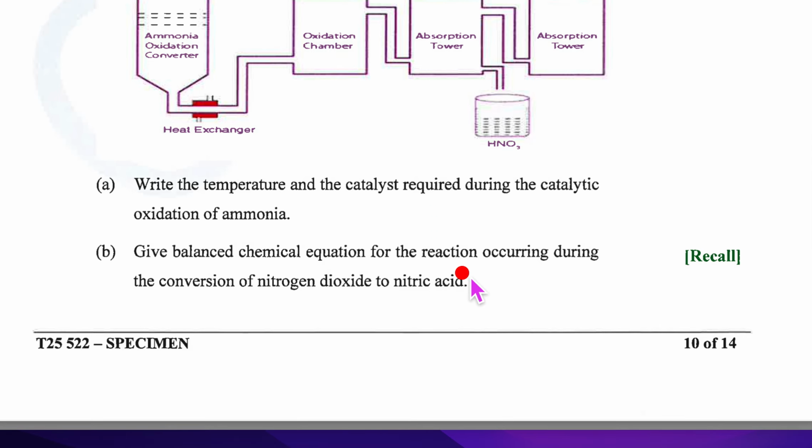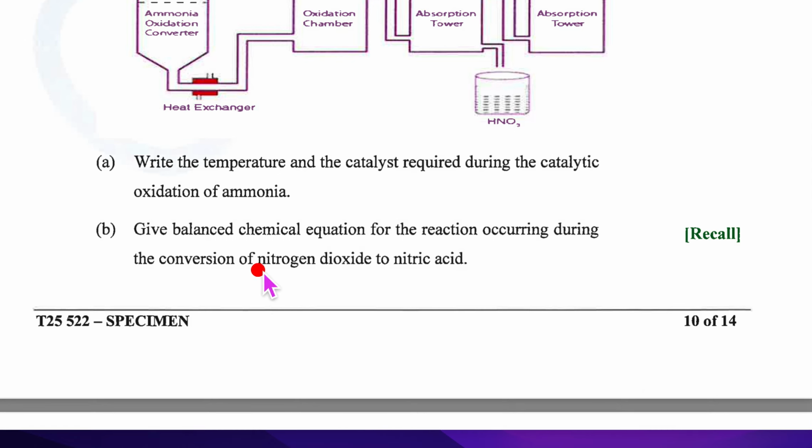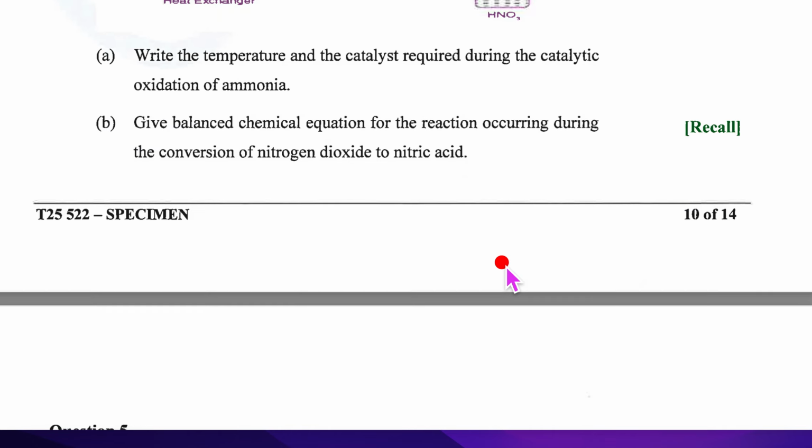Give balanced equation for the reaction in the conversion of nitrogen dioxide to nitric acid. We have 4NO2 plus 2H2O plus O2 gives 4HNO3. In that chapter, that reaction is written so many times. You should know that by heart.